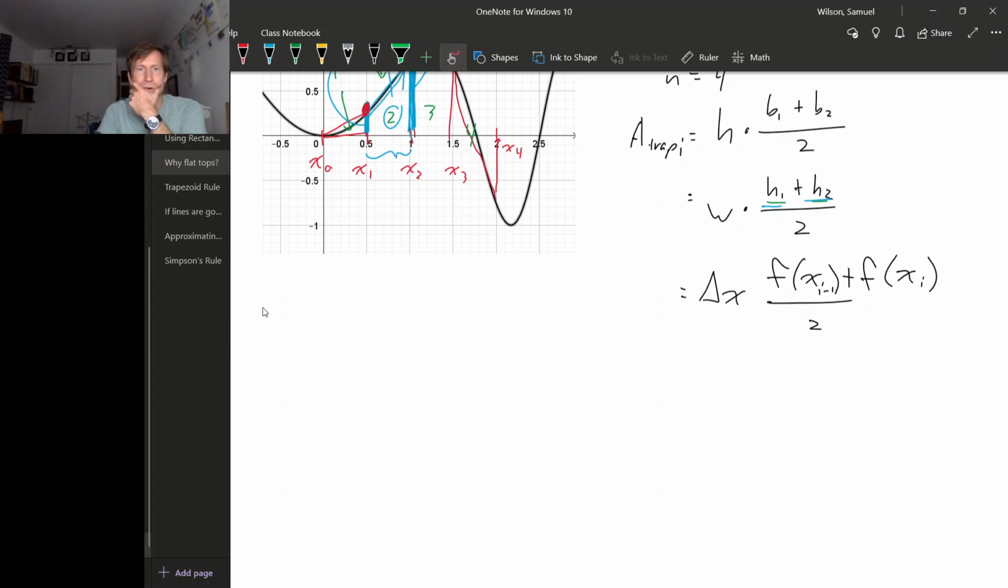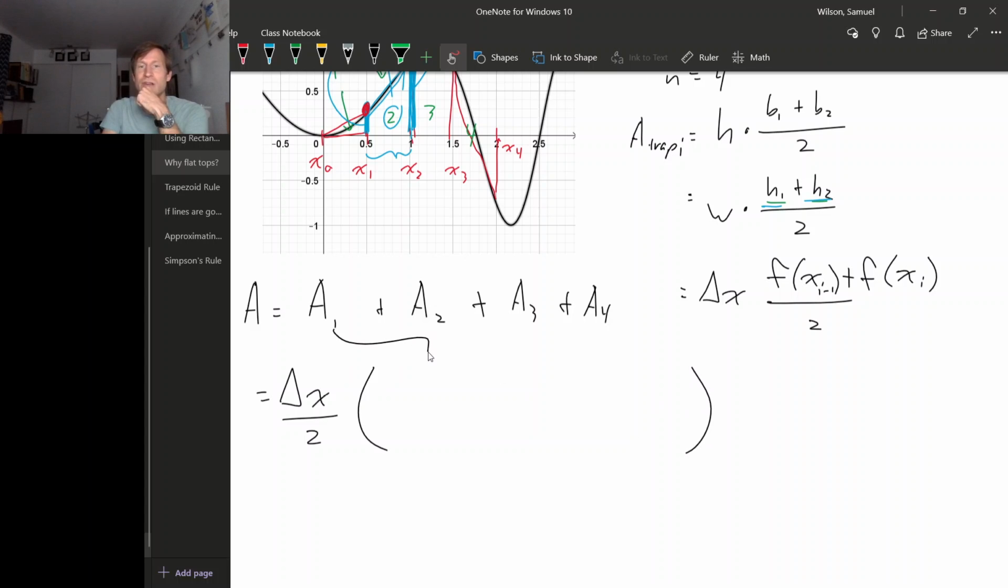So what we get when we put all of these together, the total area is the area for trapezoid 1 plus the area for trapezoid 2 plus the area for trapezoid 3 plus the area for trapezoid 4. Notice all of these have delta x, so let's factor out the delta x. Also, all of them have a 2, so let's factor out over 2.